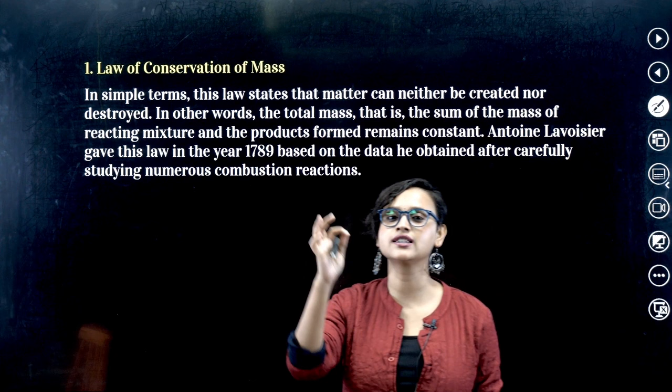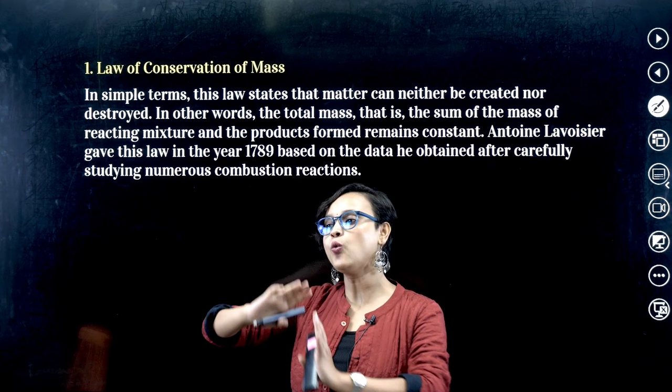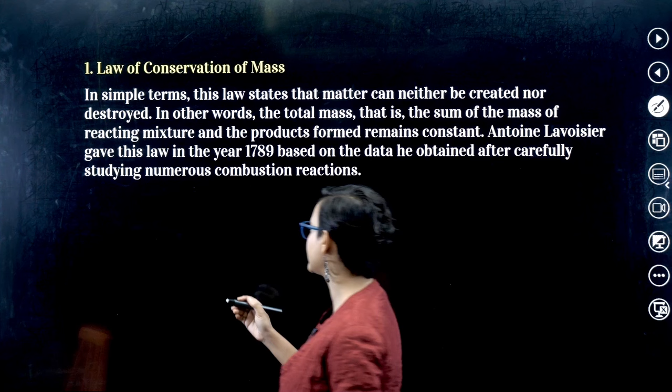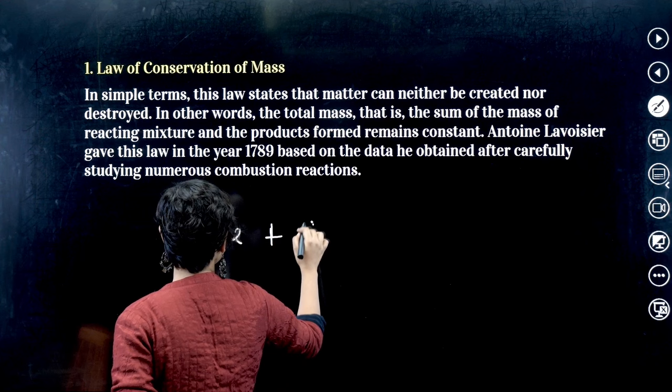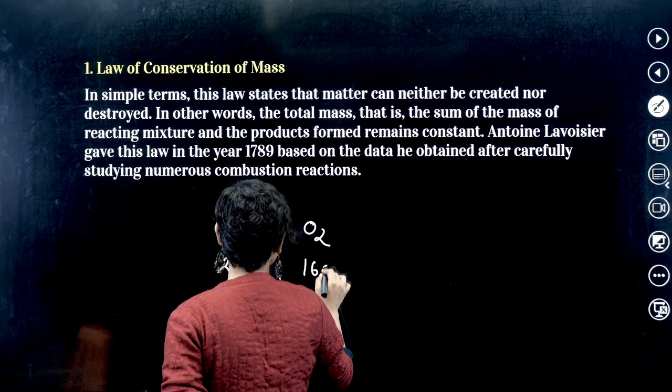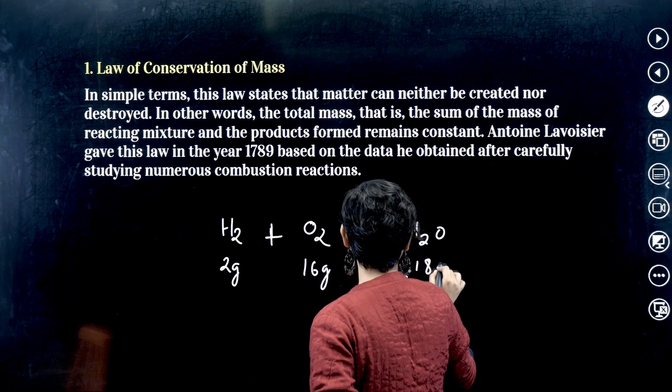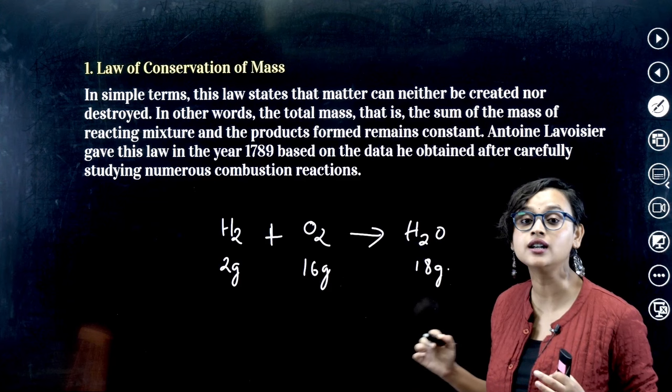This is very simple, very easy. This means that whatever you are taking on the reactant side, that is what you will get on the product side. For example, if I take H2 plus O2, let's say 2 gram of H2 and 16 gram of O2, I must get 18 gram of H2O. Yes, the law of mass will be conserved. You cannot create mass, you cannot destroy mass.